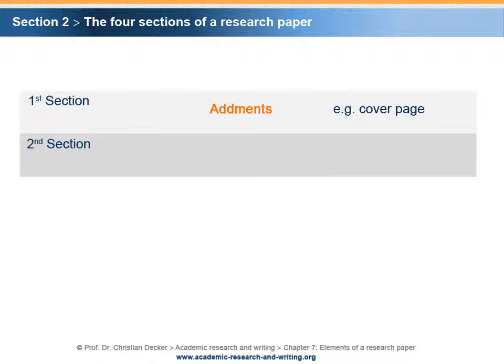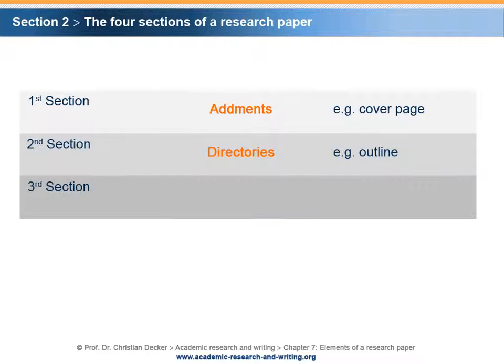The second section is named directories. As the name implies, it includes directories and lists of your research paper. For example, the outline forms part of the directories section. The third section is called the body or main body. The body of a paper is the part that includes the chapters of your research paper.